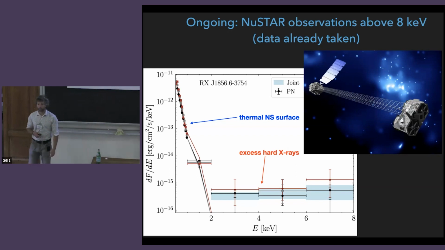And so one way to differentiate this is to look at high energies, and you need a telescope that can look up there. The one that we can use is NuSTAR. NuSTAR has sensitivity up to higher energies, and we're collecting data this year with NuSTAR, and that should shed some light on this.